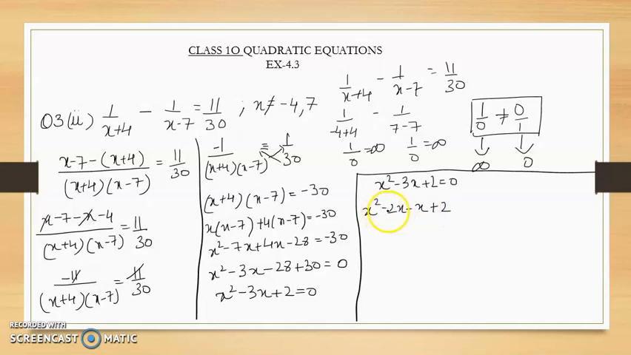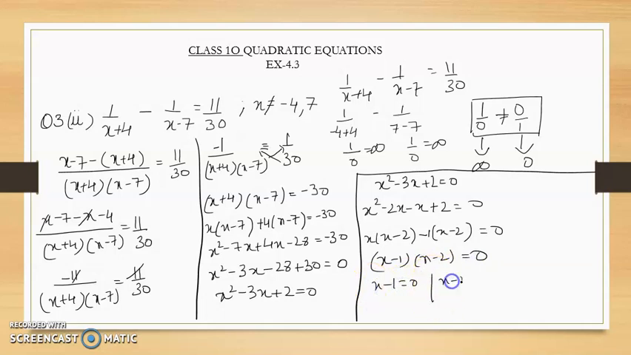Now see, you can cross check: minus minus plus, right? So I will get minus 3x, and multiplying these, minus minus will give me plus 2, is equal to 0. Now I can take common, so x minus 2. If I take minus 1 common, here it will be x minus 2. So minus x and plus 2 is equal to 0. So x minus 1 and x minus 2 is equal to 0. So x minus 1 is equal to 0 and x minus 2 is equal to 0. So x is equal to 1, right students, and x is equal to 2.